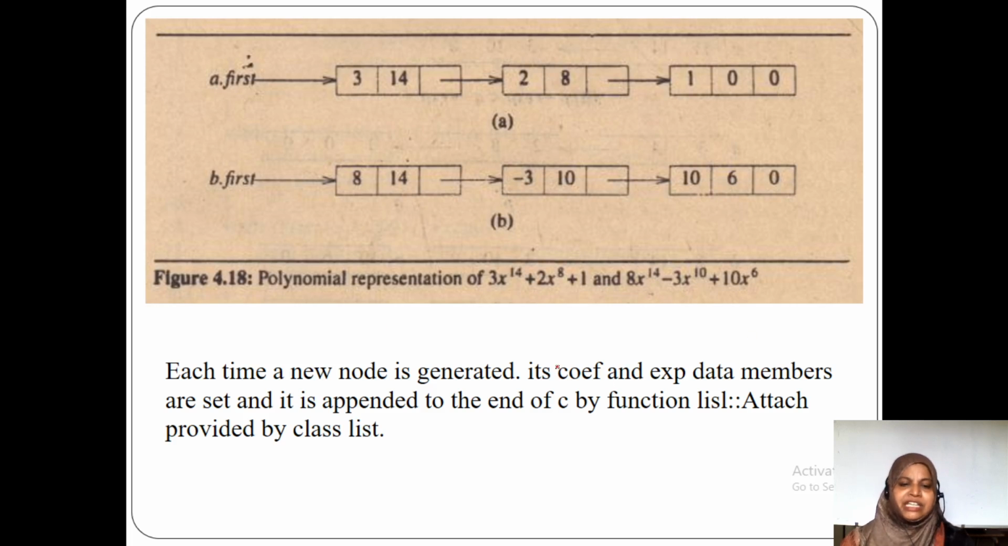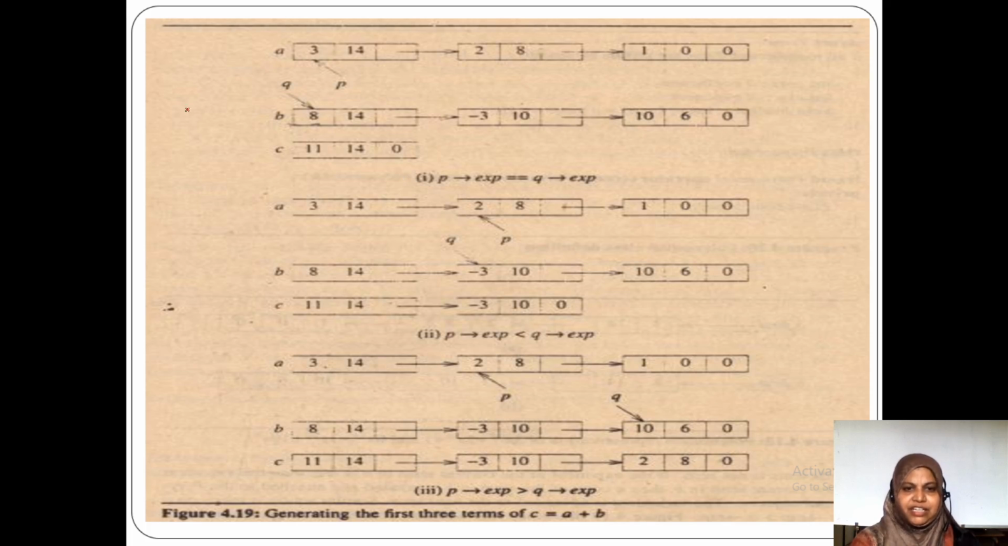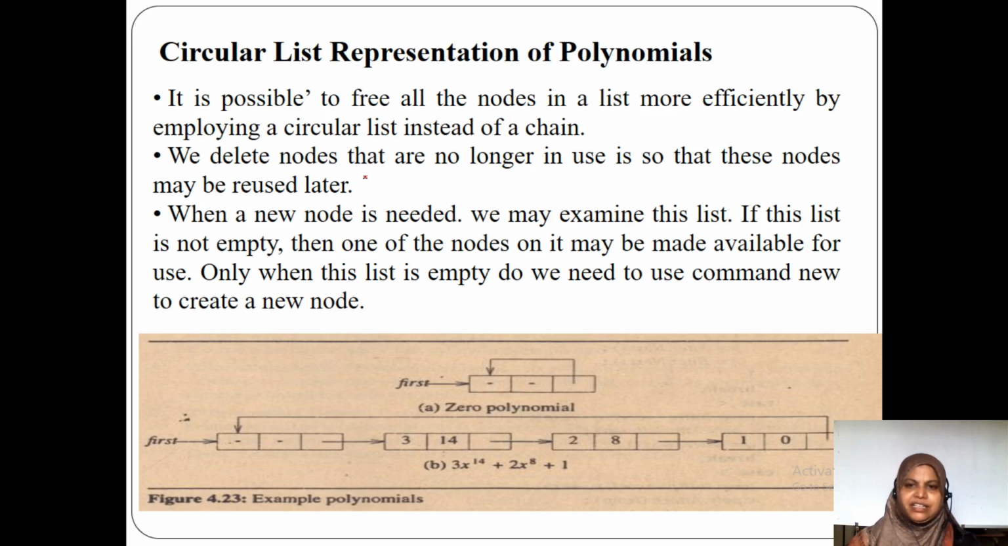How are we going to do it? I am going to create one list, and by using this list I am going to create the result. First, see here: 3x power 14 plus 2x power 8 plus 1. Here 8x power 14 minus 3x power 10 plus 10x power 6. So in this format, we have to add these two polynomials, right?